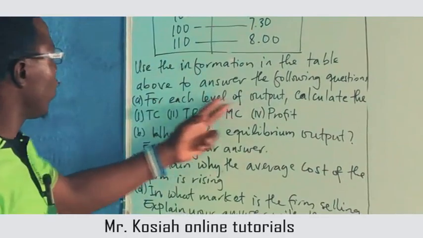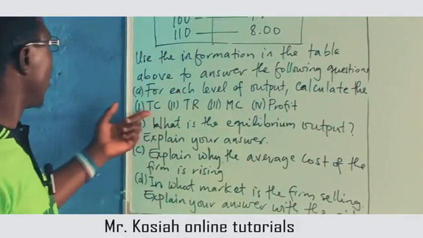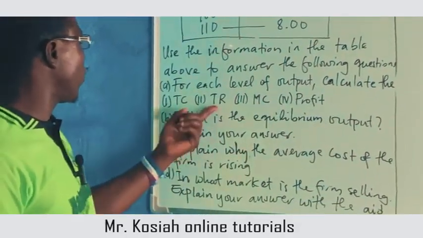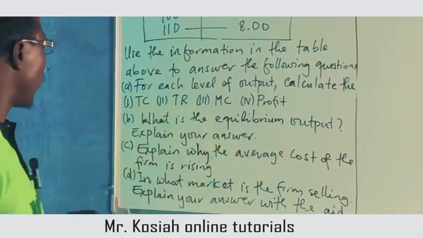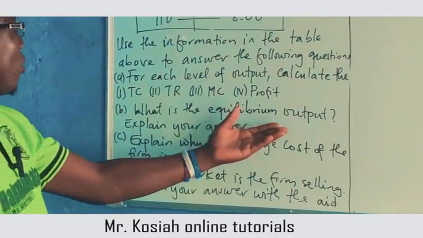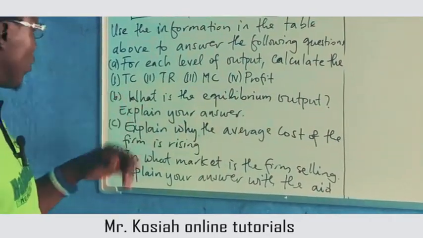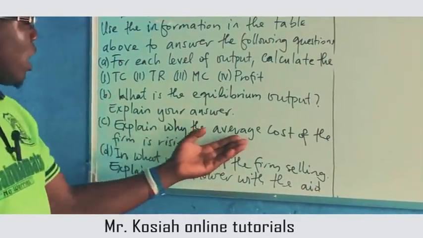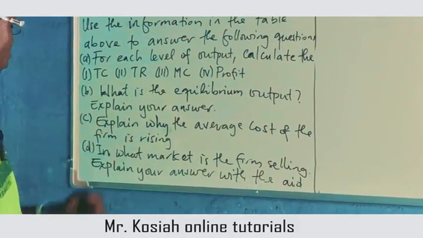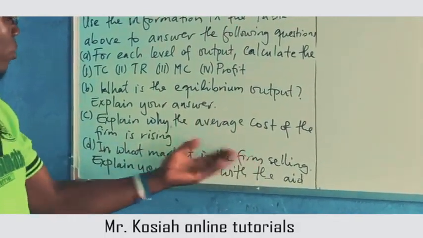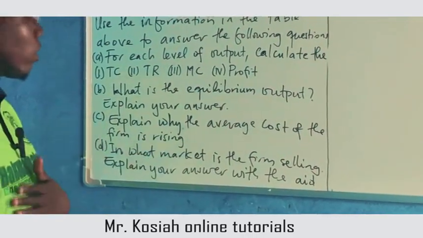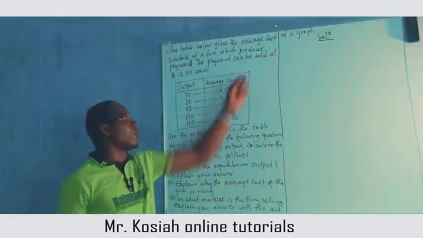A. For each level of output, calculate (i) total cost, (ii) total revenue, (iii) marginal cost, and (iv) profit. B. What is the equilibrium output? Explain your answer. C. Explain why the average cost of the firm is rising. D. In what market is the firm selling? Explain your answer with the aid of a graph.